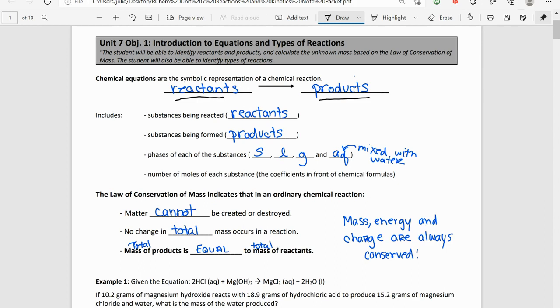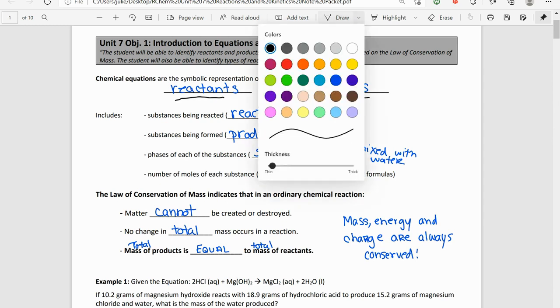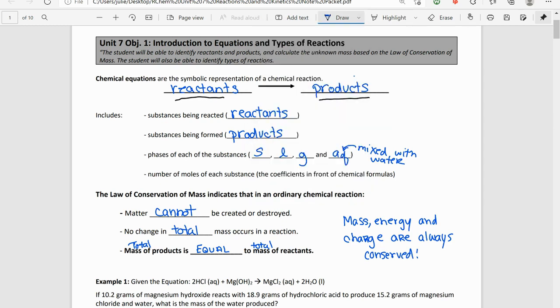They're also going to be giving you the phases of each of the substances. So you have S, L, and G, which would just simply represent a solid, liquid, or gas. And then you also may see the symbol AQ, which just means that that substance has been mixed in with water. We're also going to have the number of moles of each substance, so how much reactants are needed or how much products are produced, which will be represented by the coefficients. And we'll be doing that in a different lesson where we'll focus on balancing with coefficients.